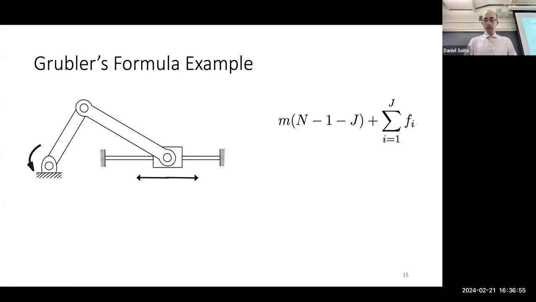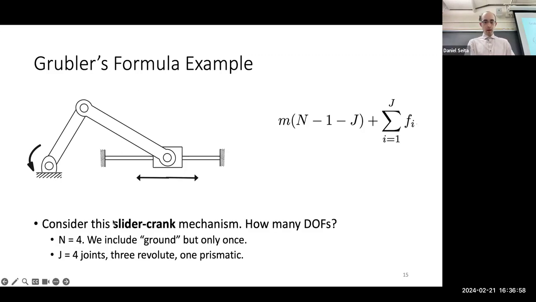All right. Well, let's see what it is. So we have n equals 4. We include ground, but that's only one. So we have one ground, we have this link, we have this link, and then there's considered to be another link along the sliding part. And then there's 4 joints. So there's 1, 2, 3 revolutes, but there's also a prismatic one. And the degree of freedom would be 1. All right, everyone see how that works? You don't get 4 here, you get 1.